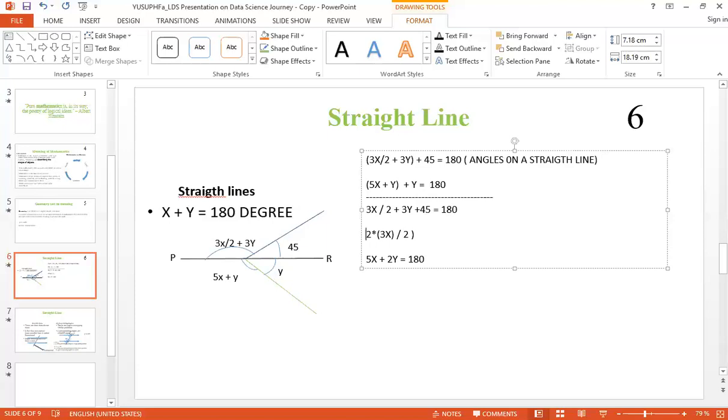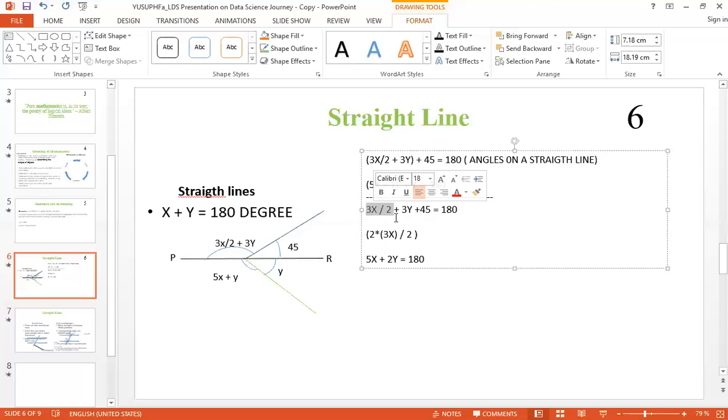So look at what I just typed. I don't know if you understand. Let me know if you understand that. Now look at here. We have 3x over 2, plus 3y. Yes. That is a fraction.